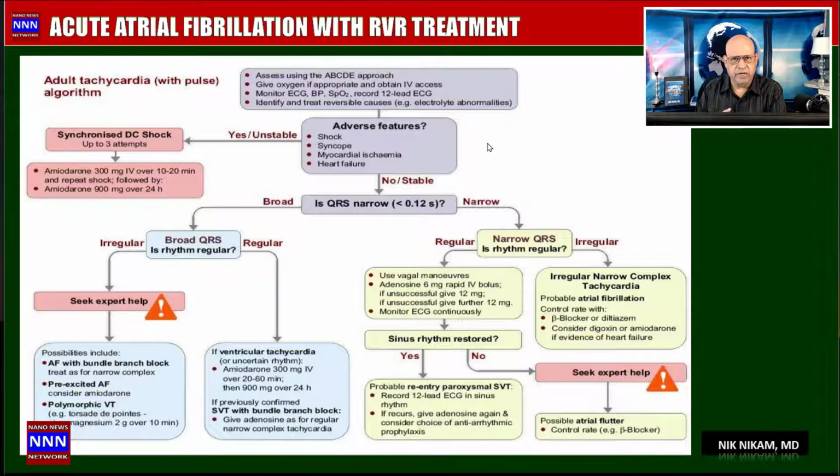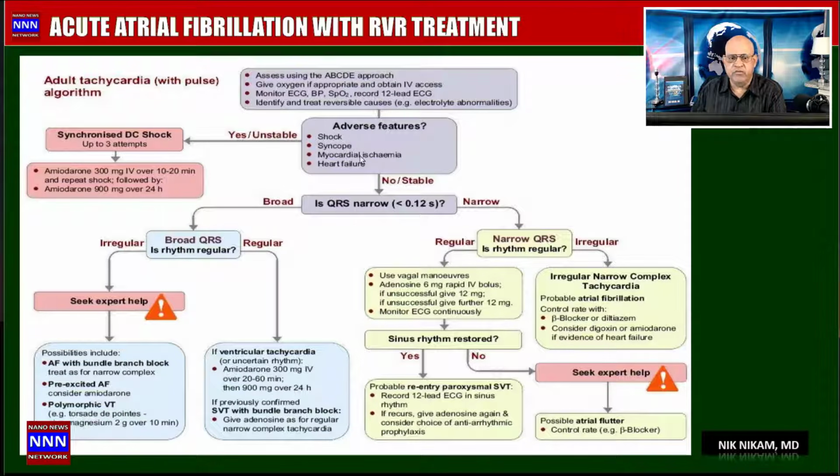Whenever we see a patient with a tachycardia, of course, we need to assess these patients using the A, B, C, D, E approach as we would do in any patient with a cardiac emergency. Airway, breathing, circulation, etc. If the patient needs oxygen, IV fluids, we get an EKG, blood pressure, oxygen saturation, and a 12-lead electrocardiogram, of course. Then we identify any reversible causes such as electrolyte abnormalities or elevated cardiac troponins, which may signify something underlying going on.